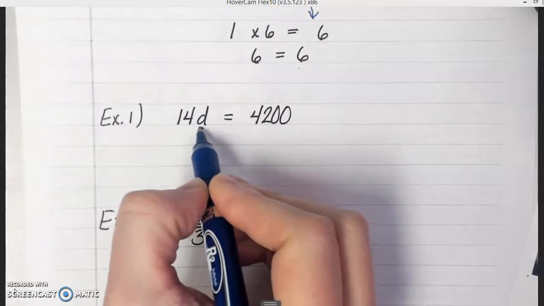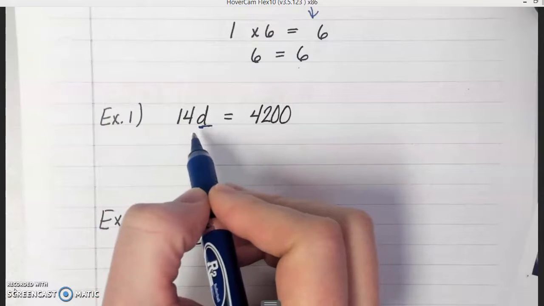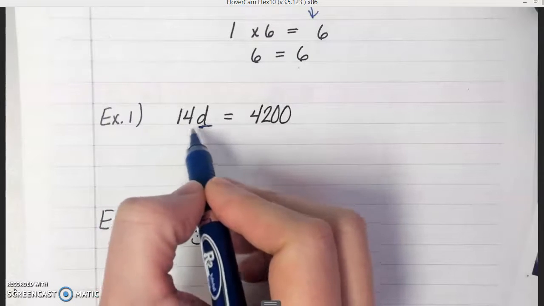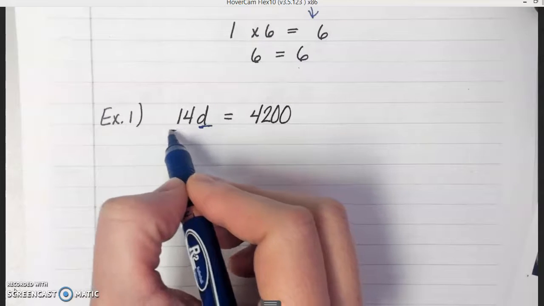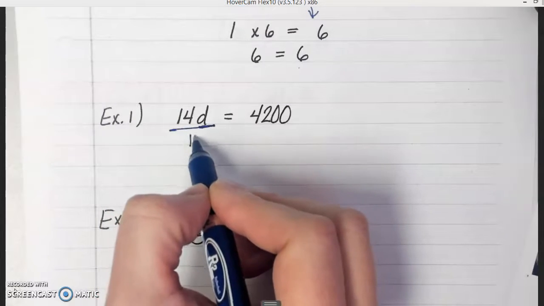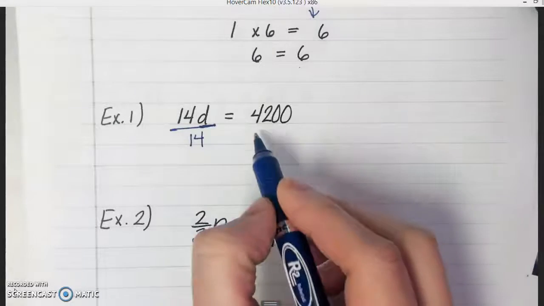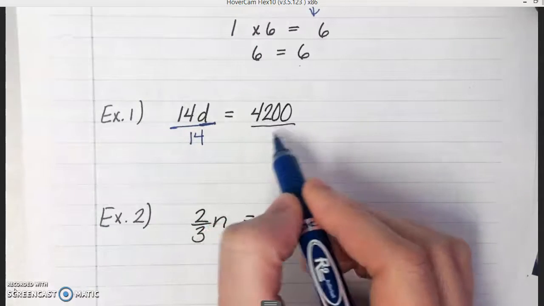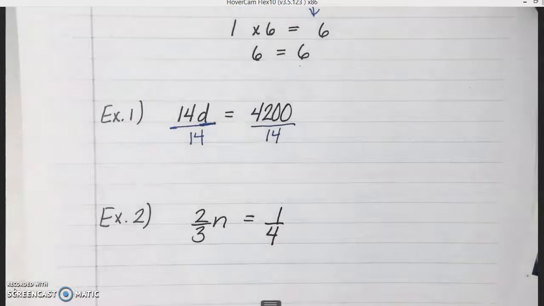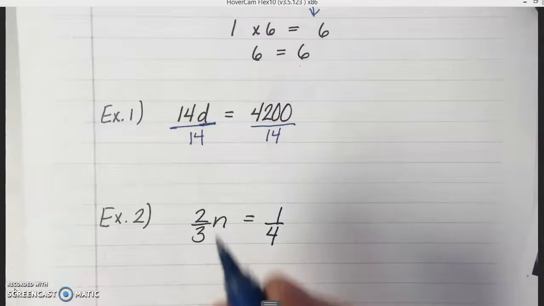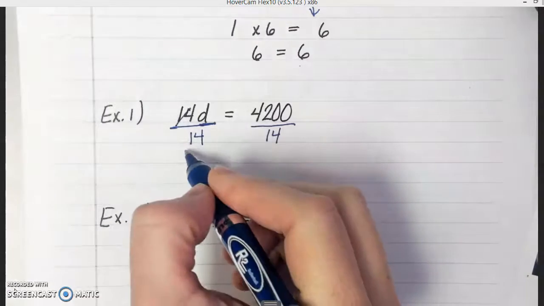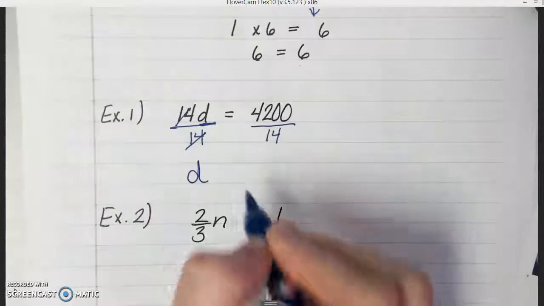So we're doing the same thing we did yesterday as far as we've got to get this variable by itself. So right now it's attached to 14 through multiplication, right? To undo that, we need to divide by 14. So we're just going to draw the division line and put 14 here. And if I do it over there, I need to do it over here as well. So remember that a fraction is a way of showing division. So this is still a way of showing division. Okay? You with me? So what happens to my 14s on the left side? They cancel out, and I'm left with the variable D.